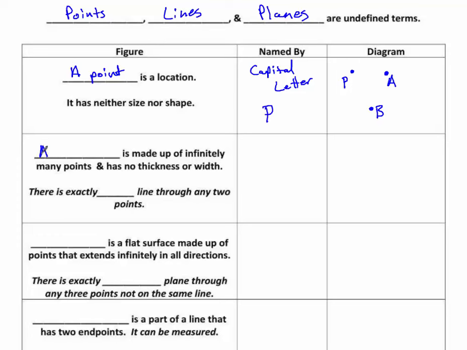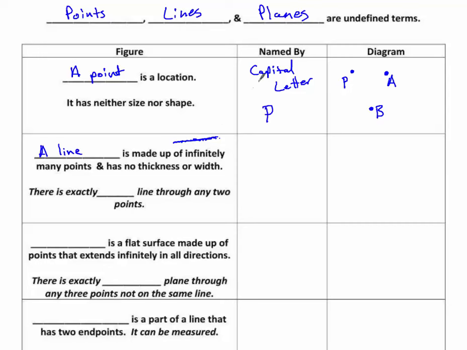Okay, our next undefined term is a line. A line is made up of infinitely many points. What that means is, if you make a bunch of points, you could make just as many more points in between those points, and even more points in between those points, and you could continue making more points in between them, and pretty soon they all connect and make a line.